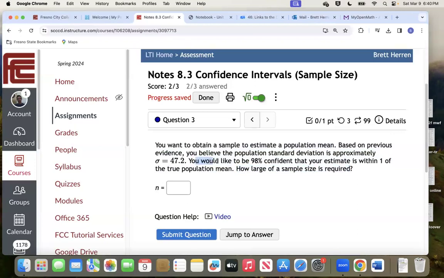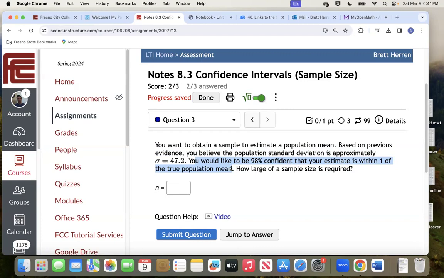It says you would like to be 98% confident. You want to be pretty sure. We could never be 100% sure, but you're estimating ahead of time what the average lifespan of the tires is going to be within one of the true population mean. In other words, we always know the truth later, right? Ten years from now, after thousands of people have bought those tires and tried them out in their car, we'll know how long they last on average. The truth will come out. On average, they last 67 months or whatever, we'll know.